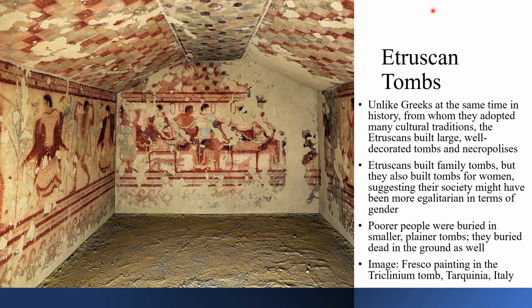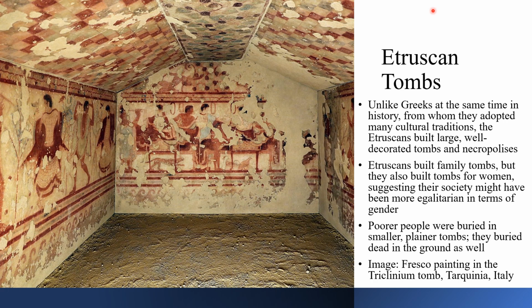The Etruscans built large family tombs as well. Multiple family members would have been buried in these tombs. Remember, the Etruscans preferred to practice cremation rather than just burial of bodies. Poorer people would have been buried in smaller, plainer tombs or simply in the ground. Some poorer people who had at least a little bit of money might have buried themselves in a sarcophagus, like the ones we looked at on the previous slides, the less expensive sarcophagi, of course. And this image is of the Triclinian tomb in Tarquinia, which is in northern Italy.